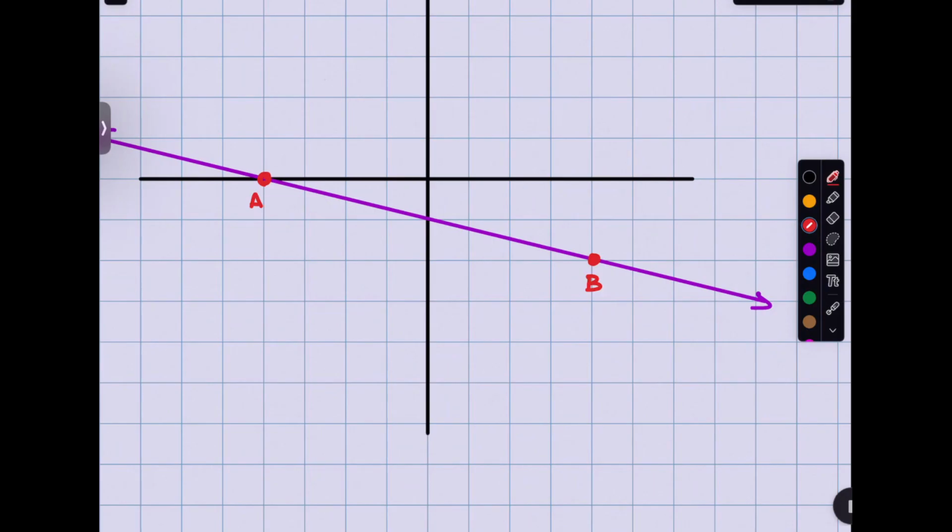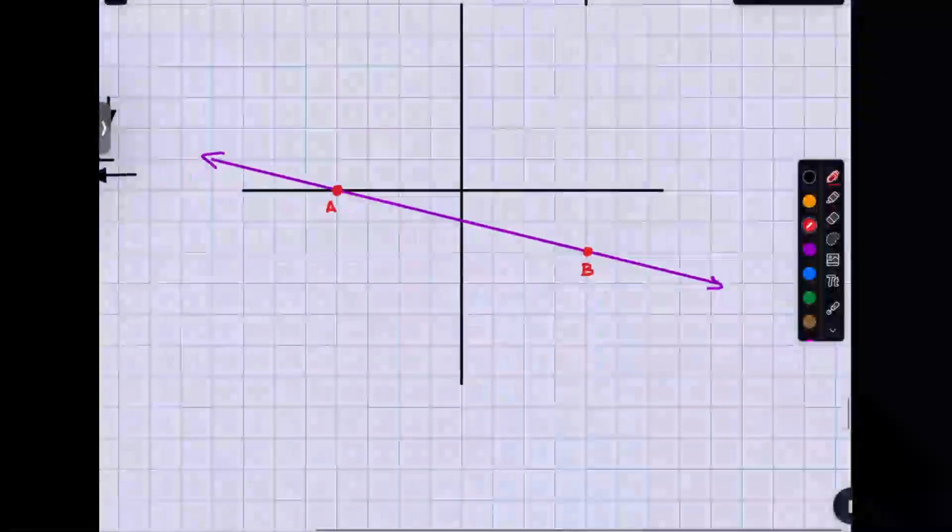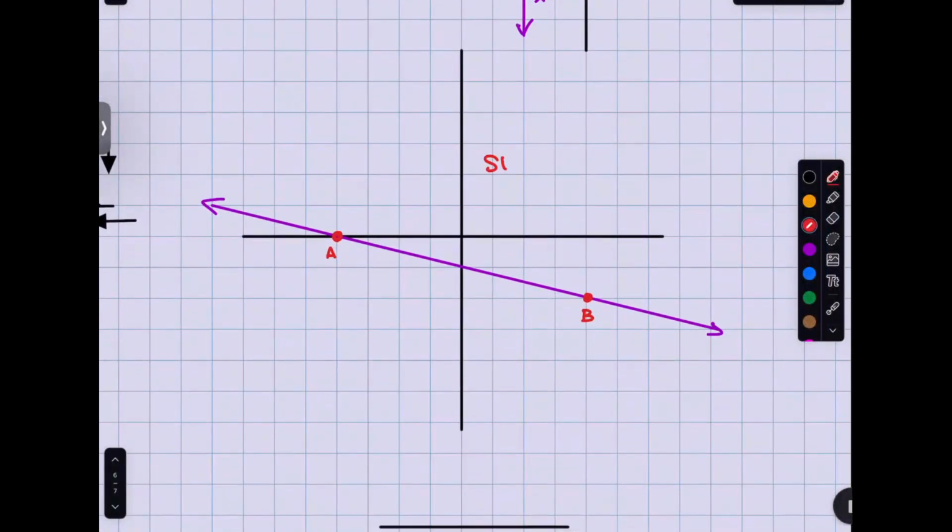It doesn't matter if I went from A to B or B to A, I'm still going to get the same slope, right? If I did rise over run, going from A to B, how much did I rise? Down, I went down 2, awesome. And how much did I run? 8. And it's positive, right? Because I went right. So in other words, you went down 2 and right.